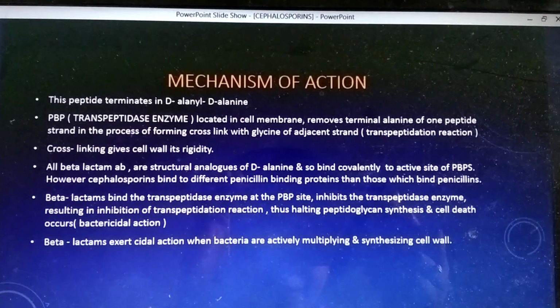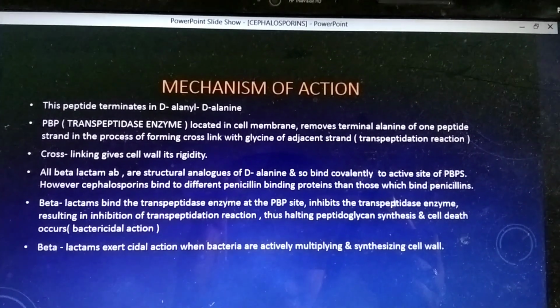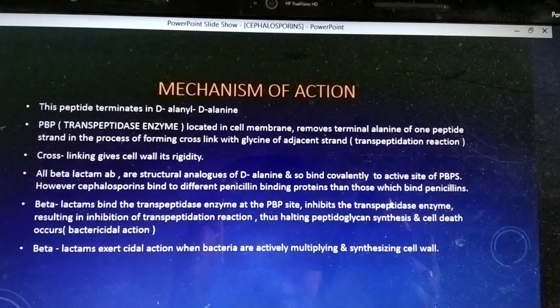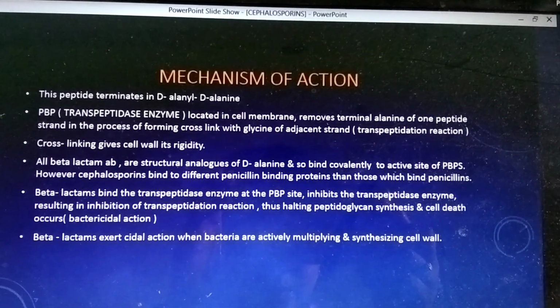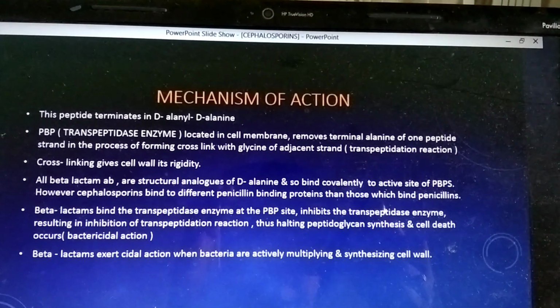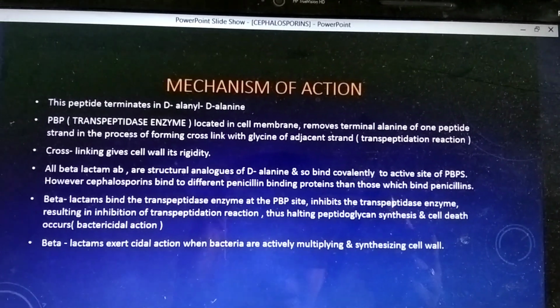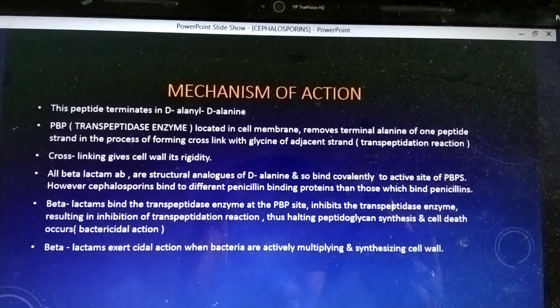Now beta-lactam antibiotics exert cidal action when bacteria are actively multiplying and synthesizing the cell wall. So during active multiplication and during synthesis of the cell wall, the action is maximum.